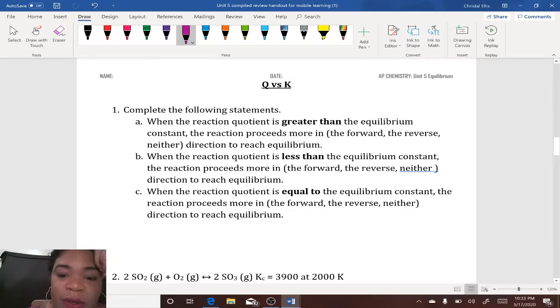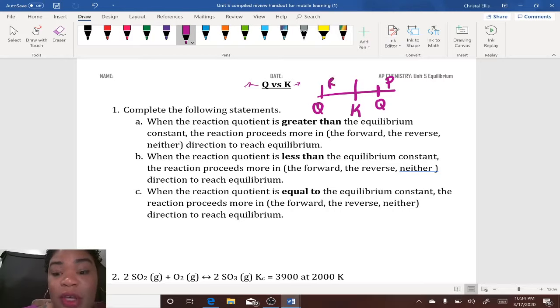So when we're talking about Q versus K, K is at equilibrium. For Q, we're not sure if our species are at equilibrium. We can do the same thing we did for K and predict which species is more favorable in that given moment. So if we were to draw a number line and make K be the center, if our Q is greater than K, it means that products are favored. If our Q is less than K, it means that our reactants are favored. And if our Q is equal to K, that means the reaction is at equilibrium.